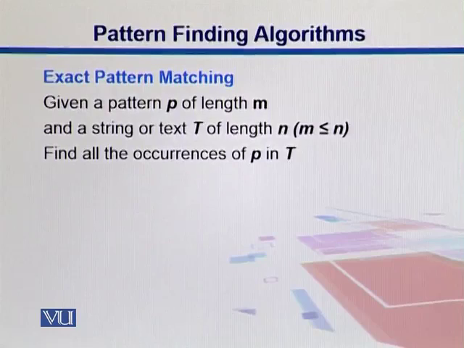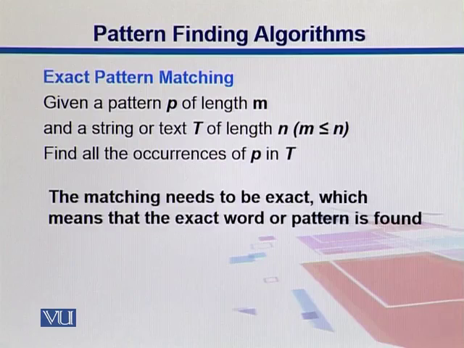So in exact pattern matching, we are given a pattern P of length M and a string or text T of length N, where M should be less than or equal to N, so it cannot be greater than that. So we are looking for a smaller or equal length pattern within a larger or equal length text. Our objective is to find all the occurrences of P in T, and in this case the matching needs to be exact, which means that the exact word or pattern is found. So there are no gaps and no substitutions, so we are interested in exact pattern matching.